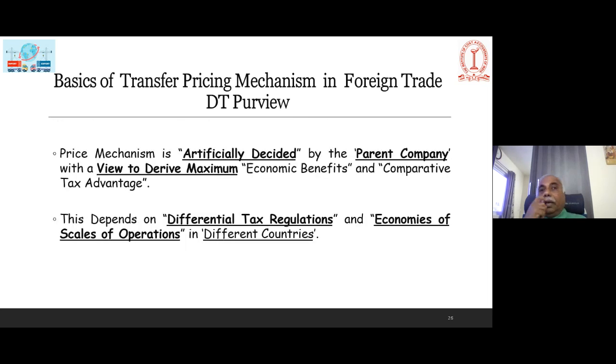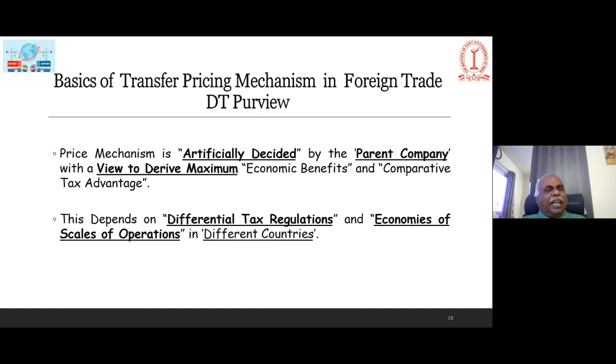The price mechanism is artificially decided by the parent company. In the earlier cases also, global competitors decided the price. Instead of 60,000, they decided 30,000, with a view to derive maximum economic benefits. Everybody is thinking about profit because all are commercial organizations, and about comparative tax advantage. They are always using that comparative tax advantage. That's why this problem arises.